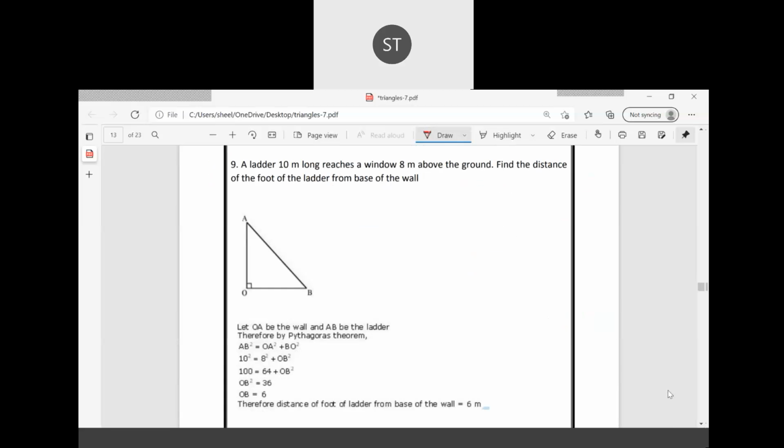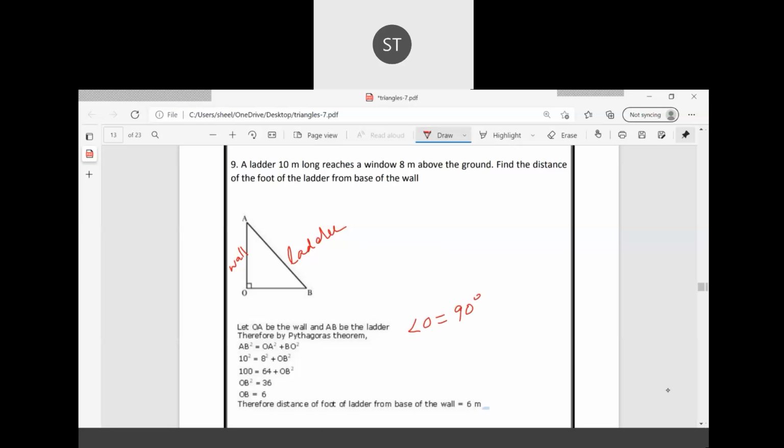Okay, the next question. A ladder 10 meters long reaches a window 8 meters above the ground. Find the distance of the foot of the ladder from the base of the wall. So AB be the ladder we have taken, and this is the wall. So OA be the wall, and AB be the ladder. Therefore by Pythagoras theorem, because angle O equals 90 degrees.